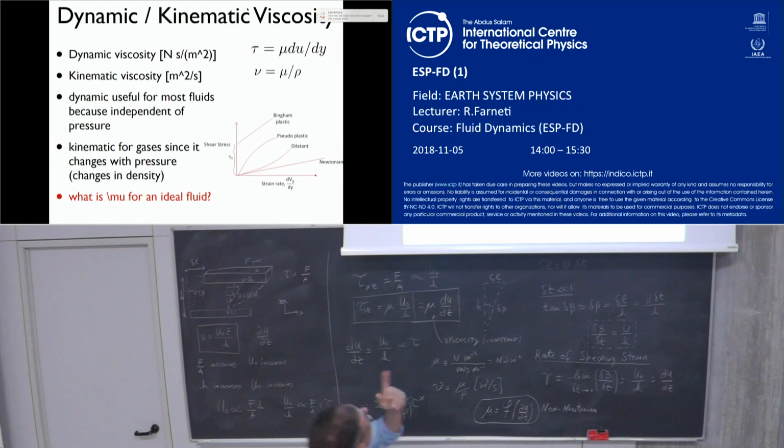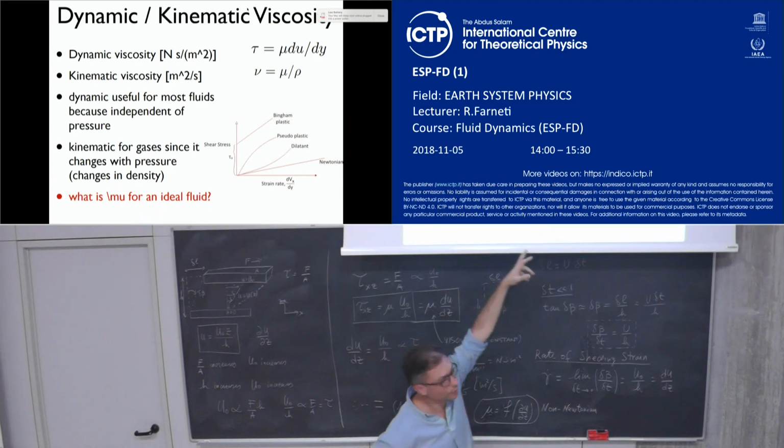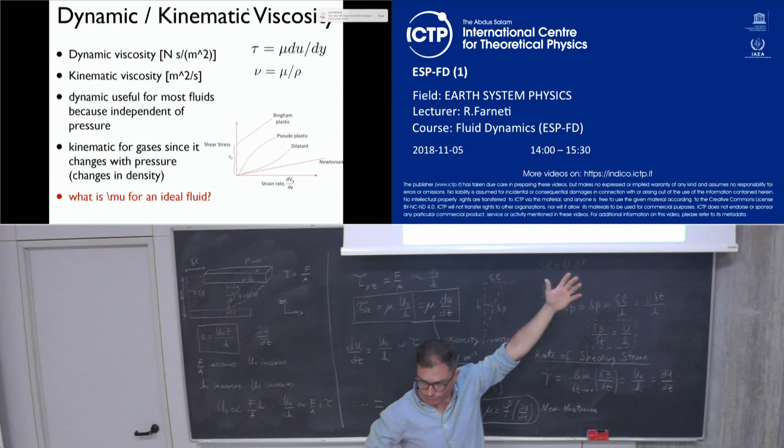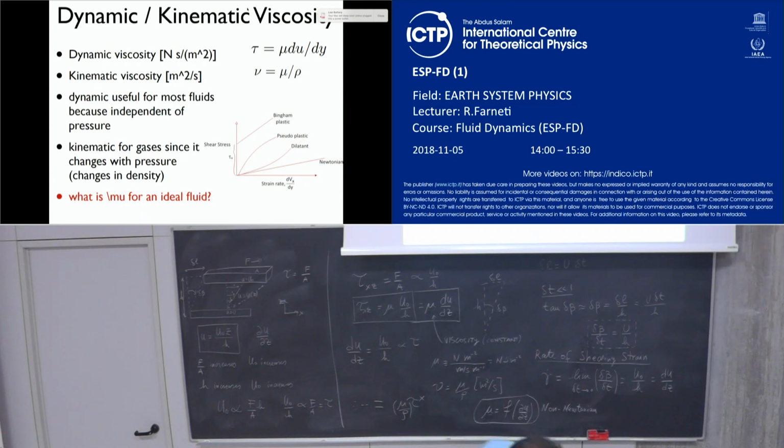So this is the difference between dynamic and kinematic viscosity. The dynamic viscosity is that mu, which is the proportionality constant in a Newtonian fluid between the shear stress and the velocity gradient. And the kinematic viscosity, which is usually used in the momentum equations, is mu over density. What is mu, the viscosity, for an ideal fluid? 0. Thank you.